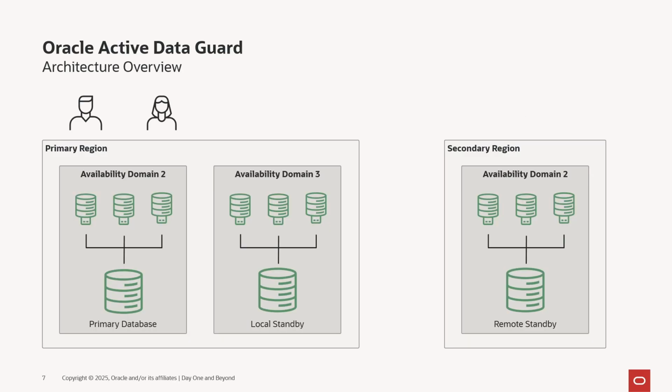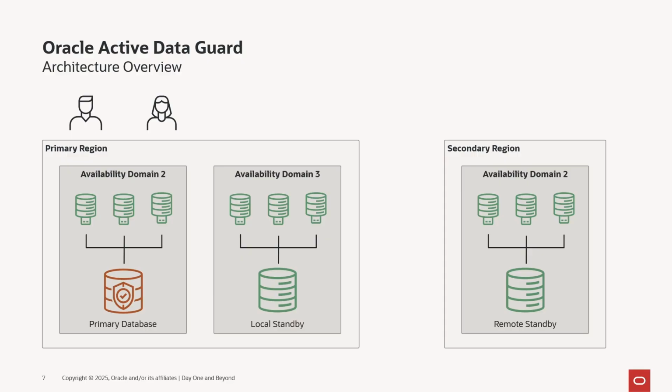So starting with an architecture overview, Oracle Active Data Guard ensures high availability, data protection, and disaster recovery for your enterprise data. It can survive disasters and data corruption while simultaneously creating, maintaining, and managing one or more synchronized standby databases. So here we have in our primary region, our primary database with Active Data Guard enabled. In a separate availability domain, we have a local standby. And then in our secondary region, we have our remote standby.